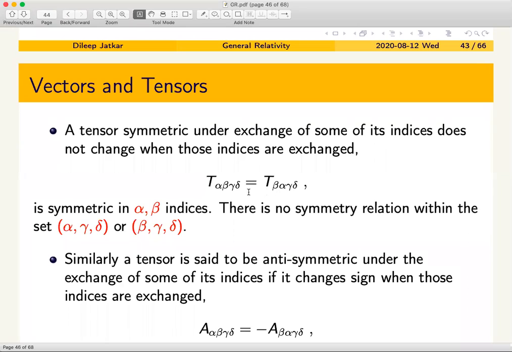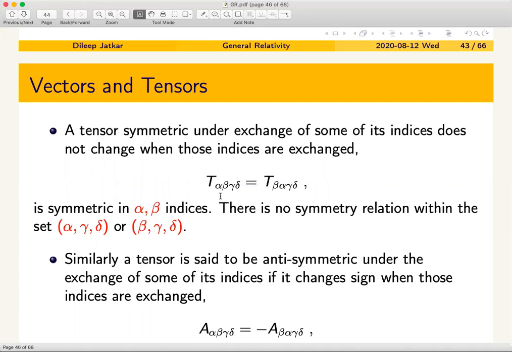Of course, if that is the case, then you can easily imagine that the total number of independent components that the tensor would have would be reduced, because earlier T_{αβγδ} was different from T_{βαγδ}. But now, if the tensor has a symmetry property under exchange of alpha and beta, then those two elements are identified. So whenever you exchange the first two indices in this example, you would have the same value for the tensor component.